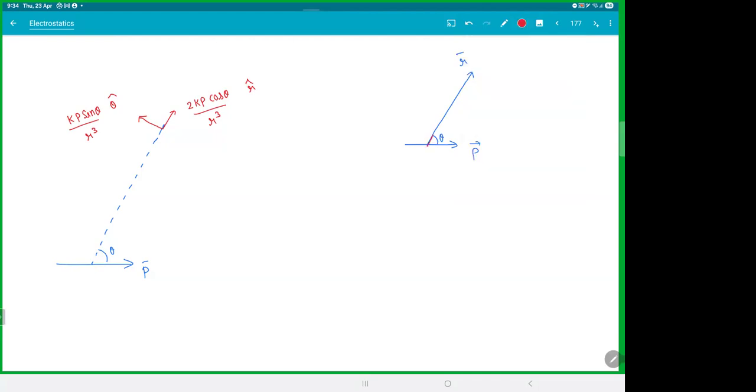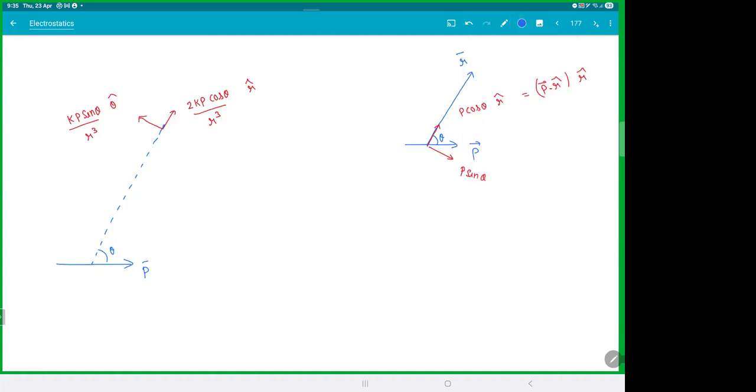So I can resolve this into components. This is p cos theta. And this is p sine theta. And this p cos theta can be written as, look at the direction there, p cos theta r cap. Isn't that the vector? So the dipole moment p cos theta in the direction of r cap is this. And what is p cos theta r cap? This is p bar dot r cap into r cap. So this is your p parallel vector, a vector along the r bar.